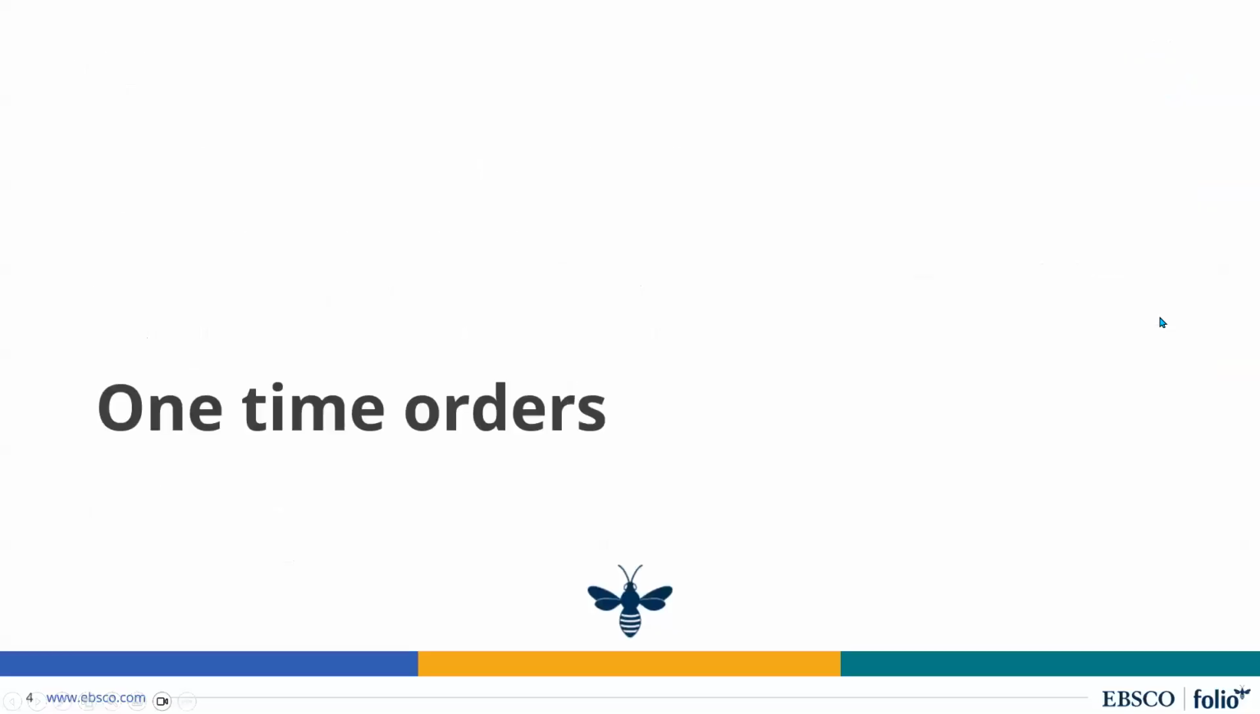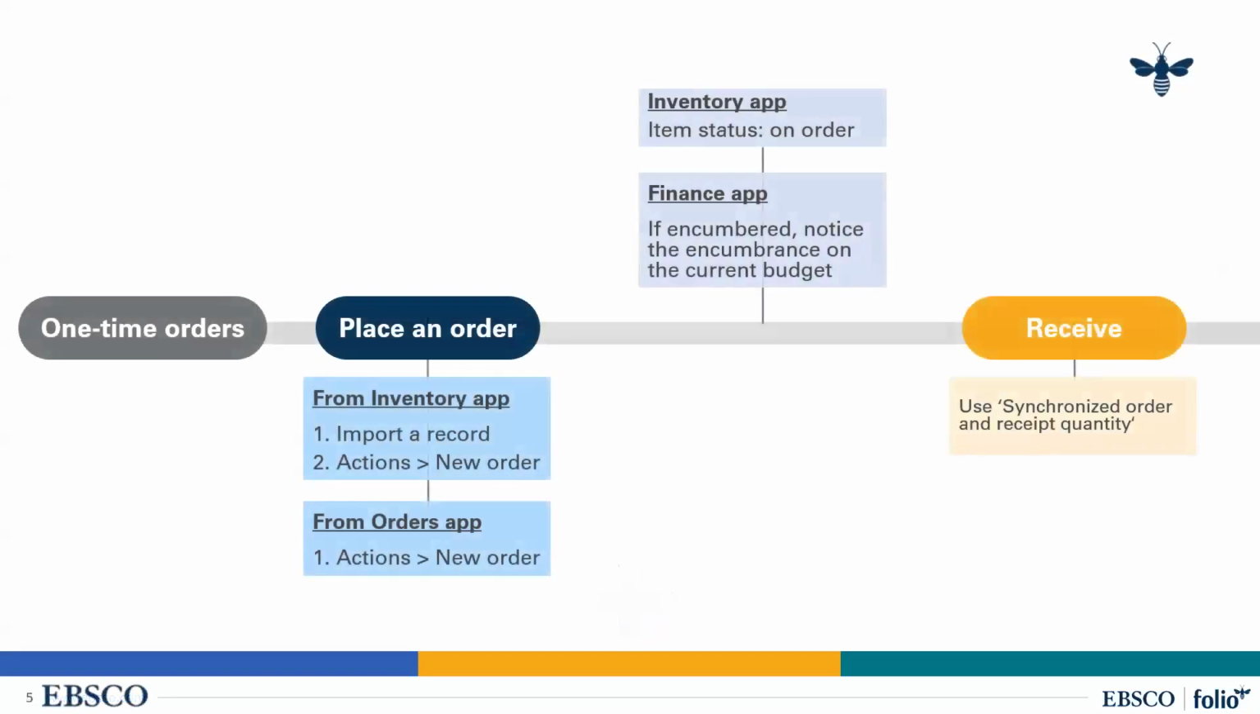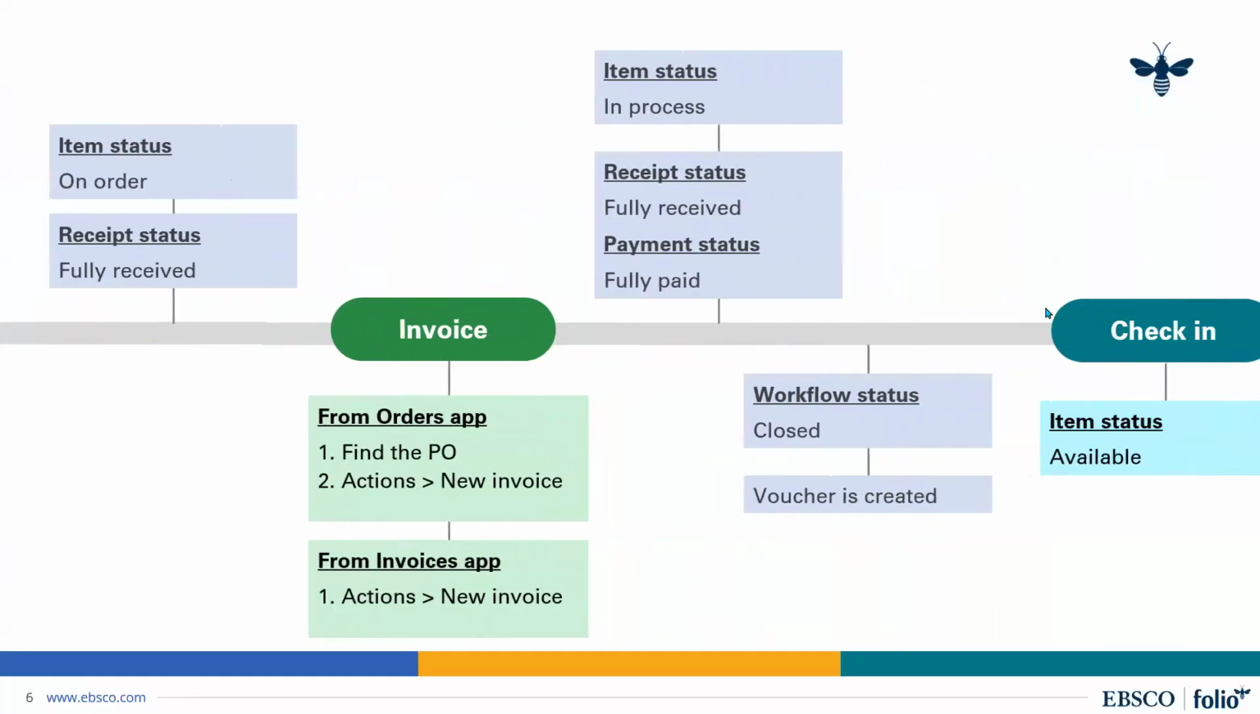Now, coming back to my slides, I just wanted to do a little bit of a recap of the acquisitions workflow in Folio for your one-time orders as well as your ongoing orders. So for your one-time orders, you can either place an order from the inventory app or from your orders app. And in the inventory app, it will create a dummy item record with a status of on order. And in the Finance app, if you decided to encumber any of the funds, it will note that encumbrance on the current budget. And you can just go ahead and receive any of the records.